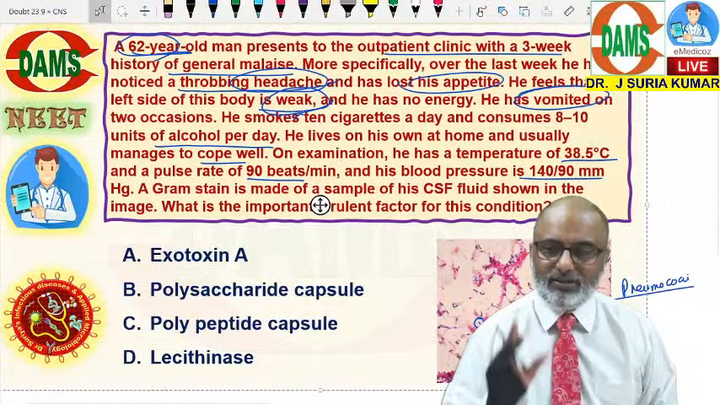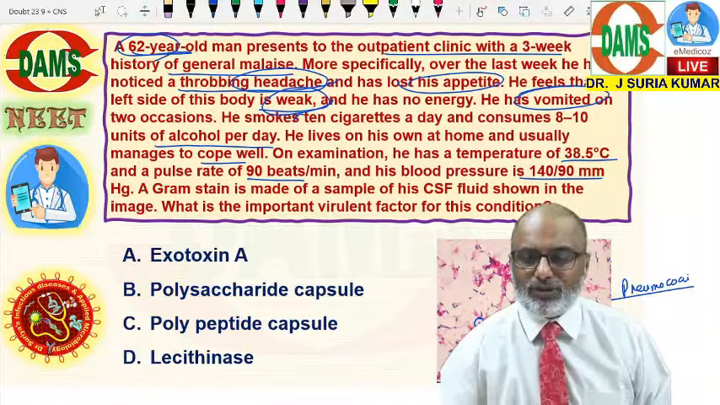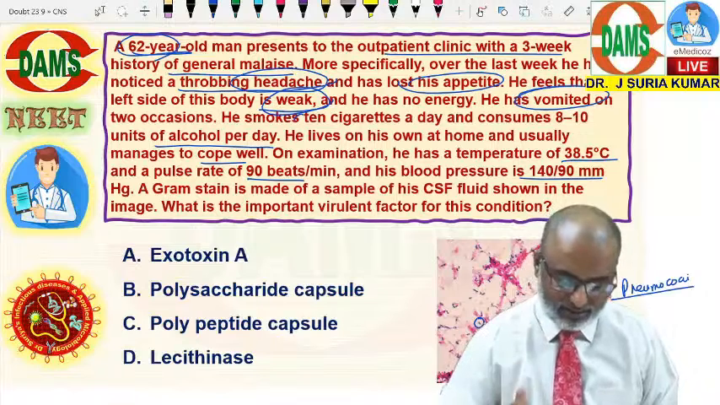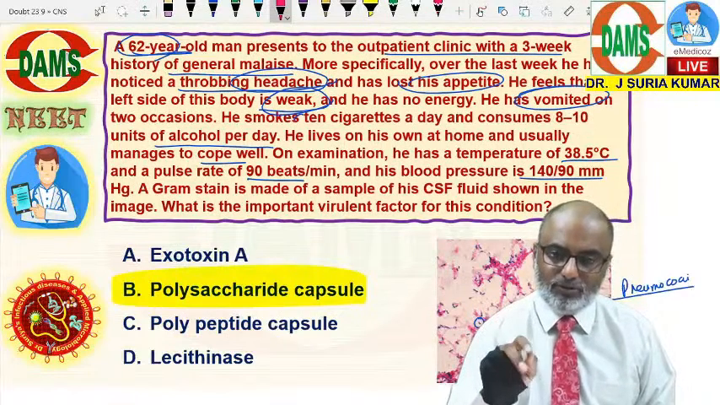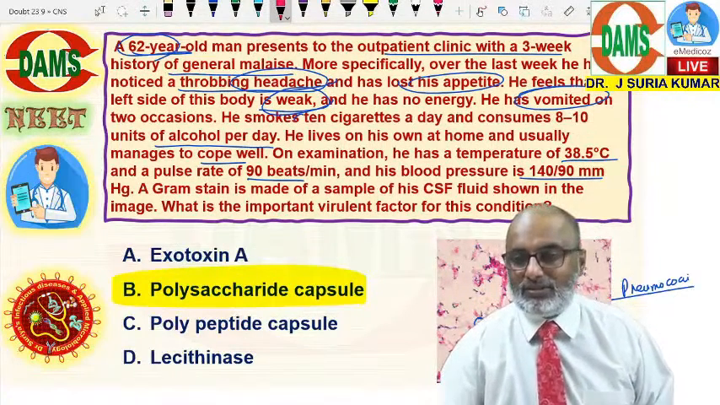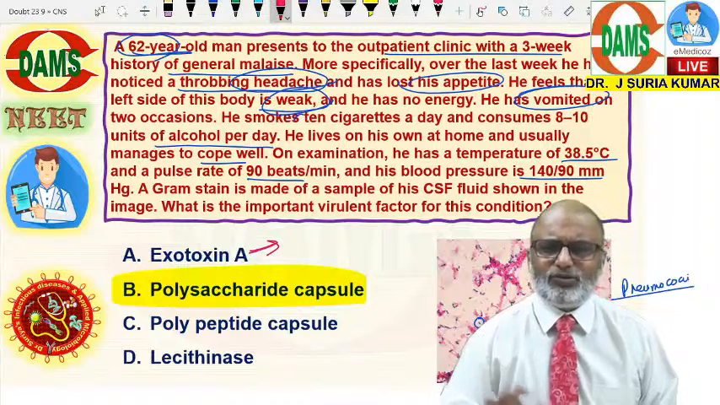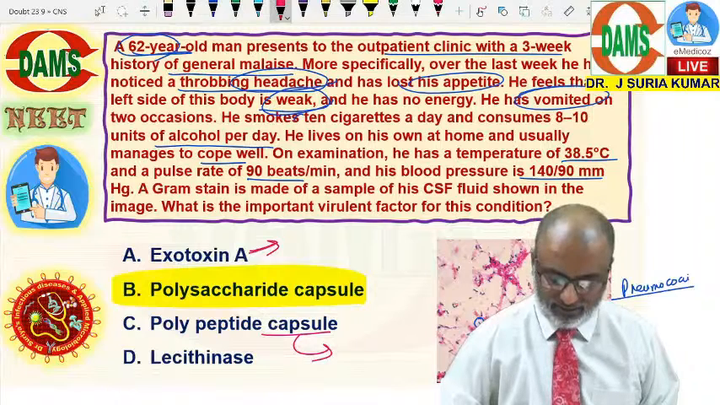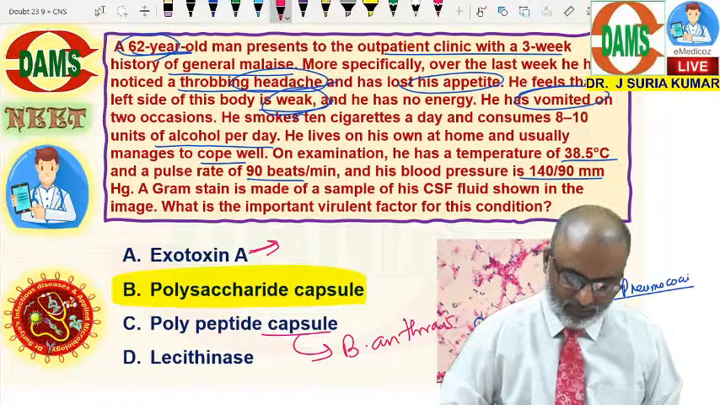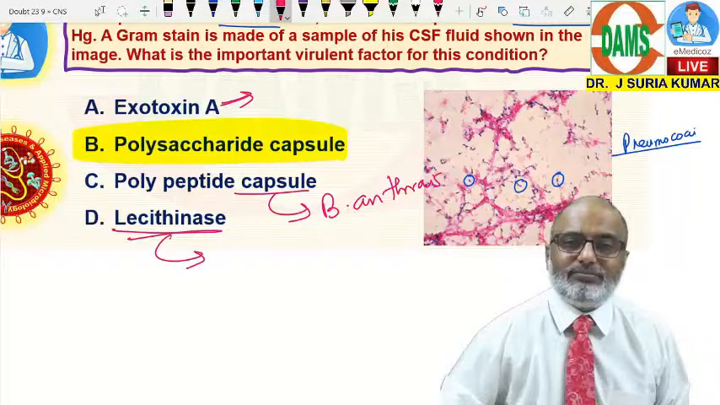Next, you need to know what is the important virulence factor for pneumococci. I already told the NHS organisms: Neisseria meningitidis, Haemophilus influenzae, Streptococcus pneumoniae, and Cryptococcus, Klebsiella pneumoniae. The major virulence factor is the capsule, polysaccharide capsule. That is important because we are using the polysaccharide capsule to produce vaccines. Exotoxin A is usually produced by Pseudomonas. Polypeptide capsule is present in Bacillus anthracis. And lecithinase is produced by Clostridium perfringens.